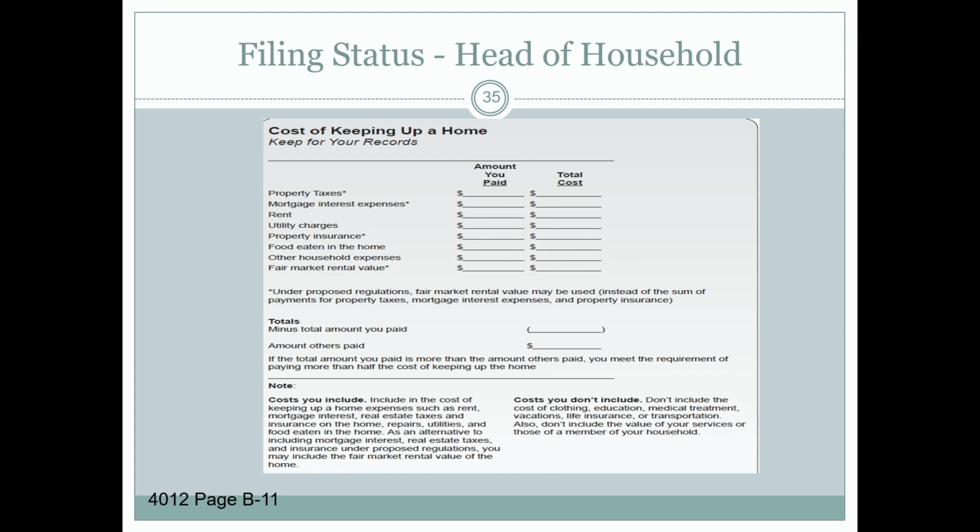Under the current proposed regulations, instead of actually taking a portion of the taxes, the interest, and the insurance, you can use a portion of what would be considered the fair market rental value that you would put down as the cost of maintaining the home. In addition to that, you can add the utility charges and the amount of food that was eaten in the home. So you're going to compare the amount that the client you're working with paid to the actual cost to see whether they paid more than half or not.